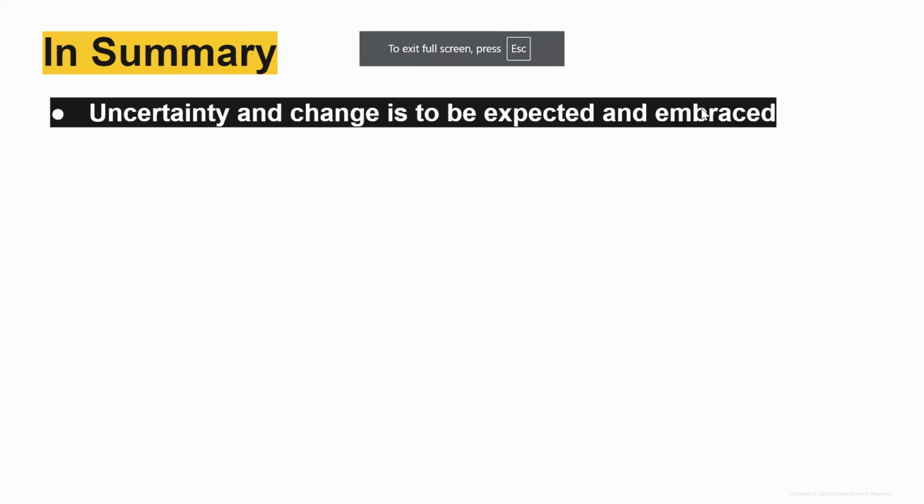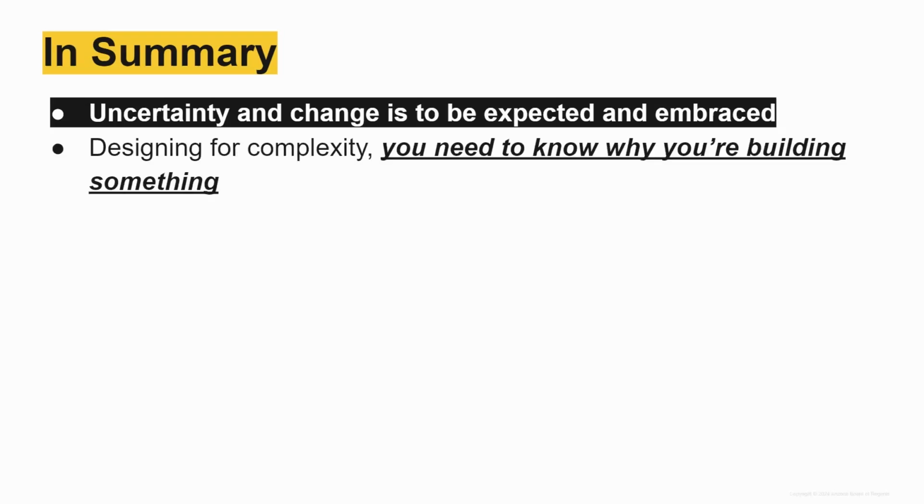So in summary, uncertainty and change is to be expected and embraced. I want everyone to say it with me. Uncertainty and change is to be expected and embraced. For designing for complexity, you need to know why you're building something.